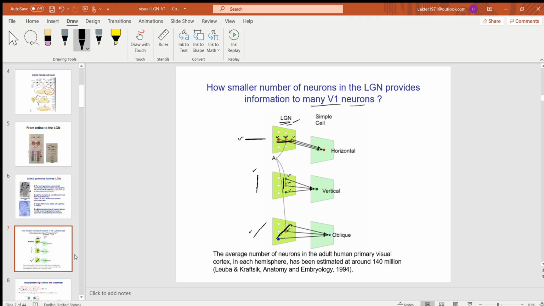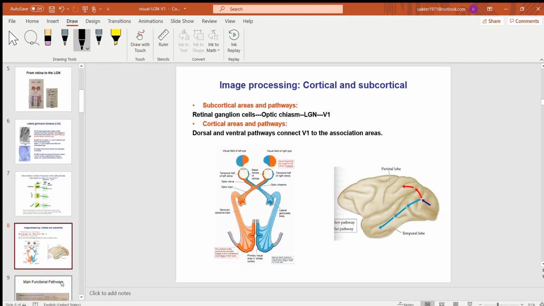Okay. However, these 3 would activate 3 separate V1 simple cells. Okay. This is just a model to show how fewer lateral geniculate nucleus neurons can send signals to many V1 neurons, because the same lateral geniculate nucleus neurons can participate in different stimulus situations.